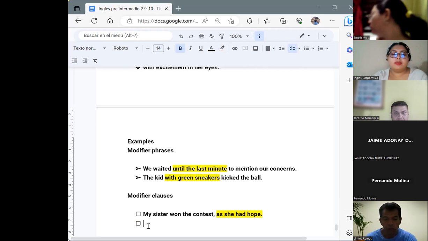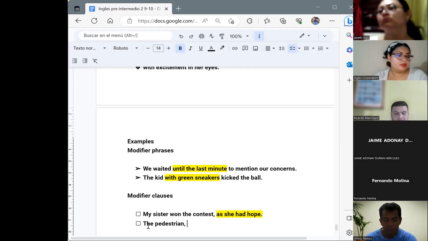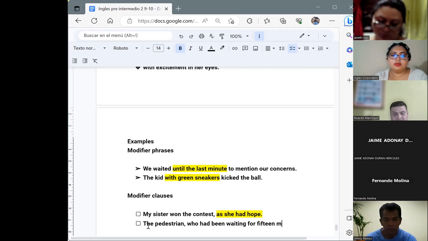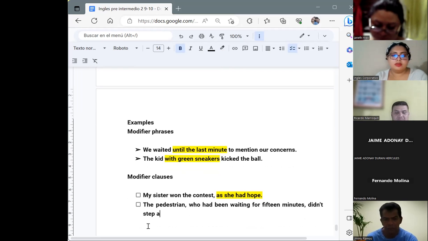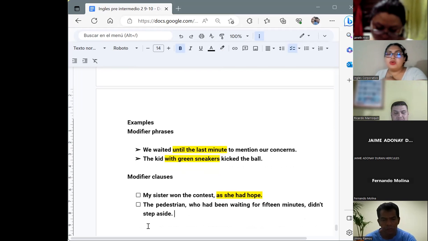Here, the pedestrian who had been waiting for 15 minutes didn't step aside. Okay, the pedestrian who had been waiting for 15 minutes didn't step aside. What is the clause here? Who had been waiting for 15 minutes? Good, excellent. Who had been waiting for 15 minutes. Esa es la cláusula, excelente.